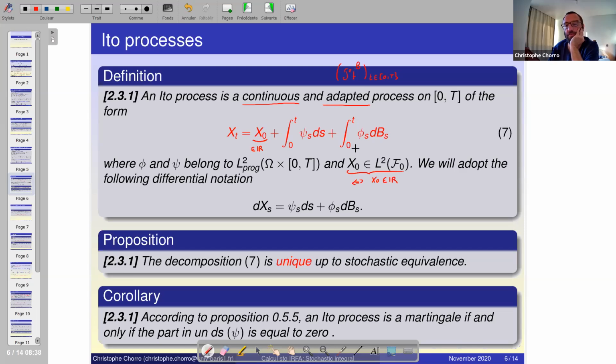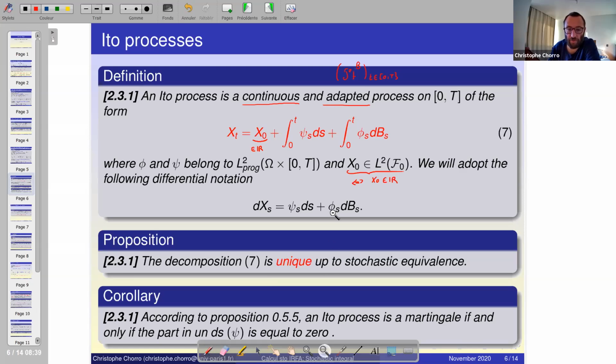And what is this term? This term is a stochastic integral as defined previously. And we have seen that in order to give sense to this stochastic integral, we need to impose that phi is also in L2 prog. So when we write things this way, all the 3 terms are well defined, and we define an Ito process as a continuous and adapted process having this particular form. Okay, so I have this.